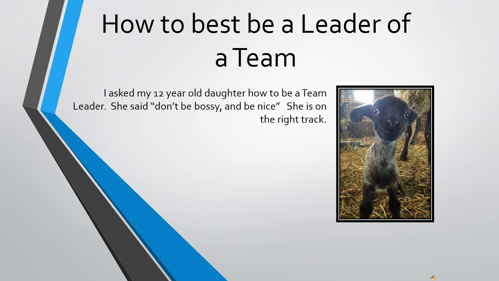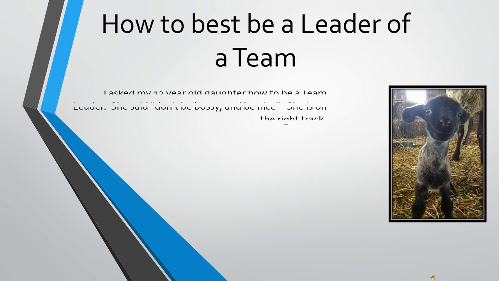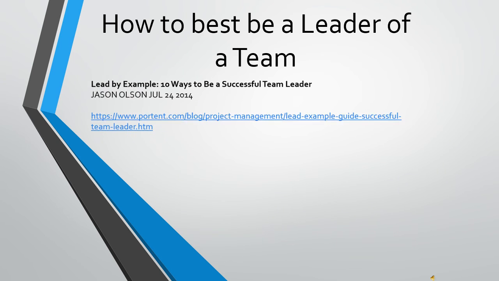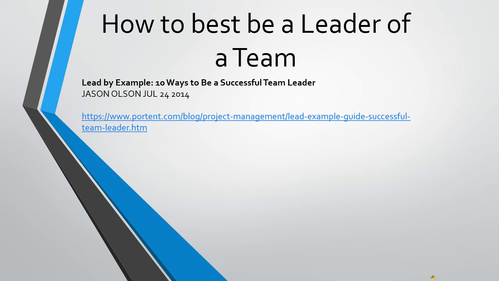I asked my 12-year-old daughter, Kinsey, the question, "How do you lead a team?" She said, "Don't be bossy, and be nice." She is on the right track. I also looked for some expert advice online, which led me to an article at portent.com by Jason Olson, titled Lead by Example. Jason states that the key to leading a team is to skillfully manage human relationships and interactions.